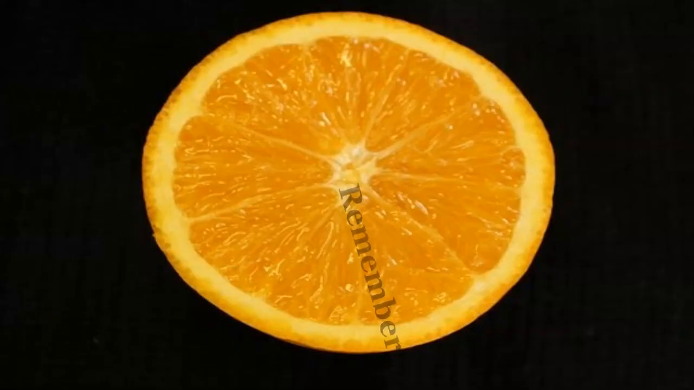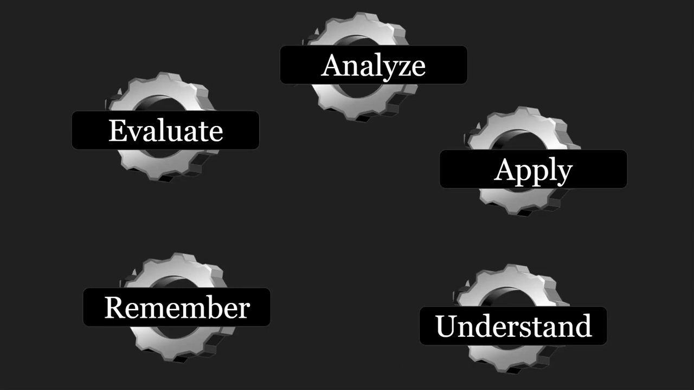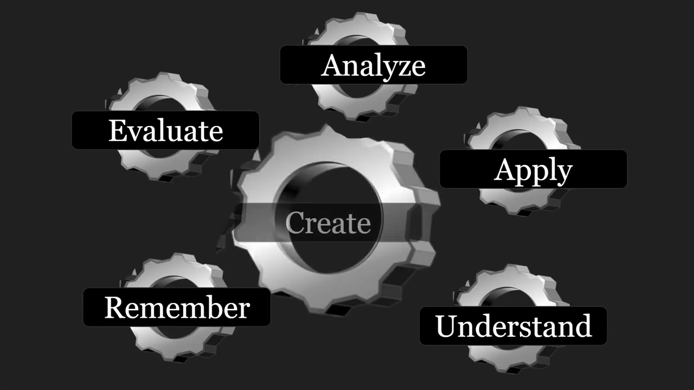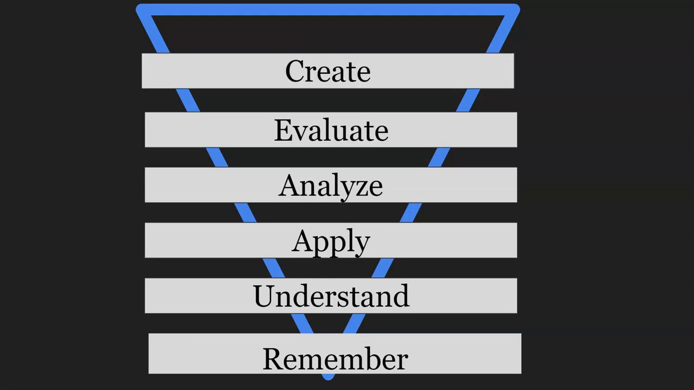There have been many iterations and metaphors for Bloom's taxonomy, including an orange, where the 6 levels are distributed more equally. Moving cogs, representing a system in which creation is dependent upon all the other levels. Or a flipped pyramid with an emphasis on higher order thinking skills.